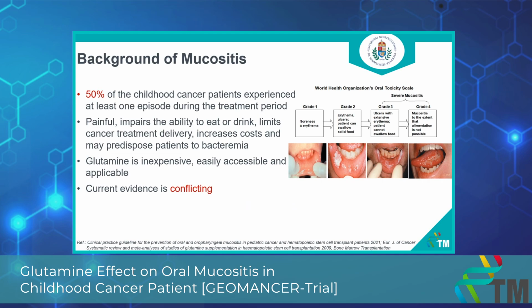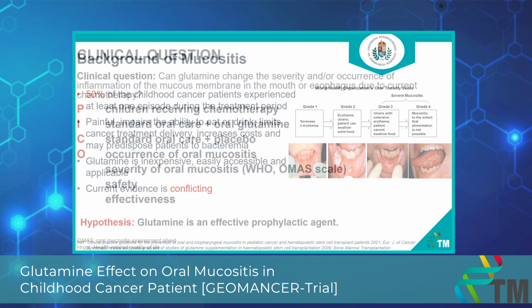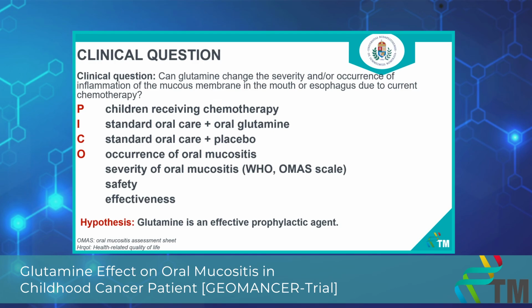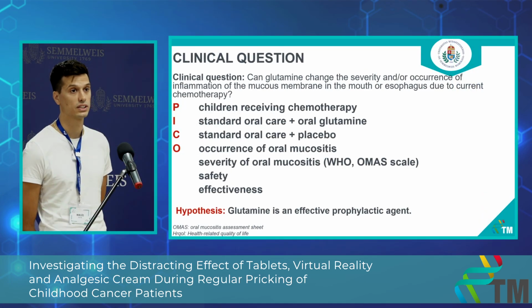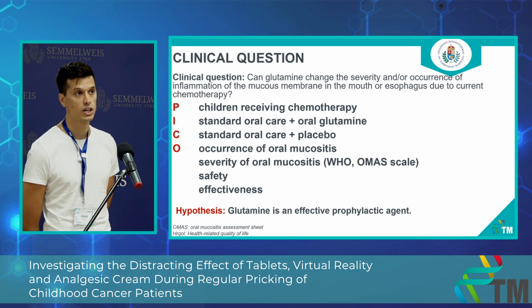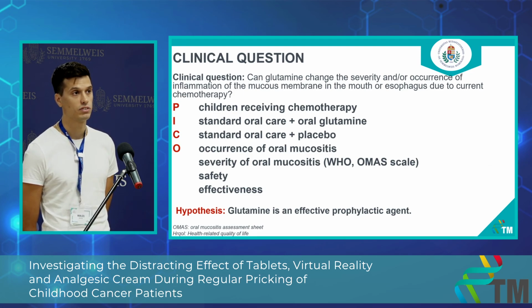Our aim is to investigate the benefit of glutamine on oral mucositis. We came up with a clinical question: can glutamine change the severity and/or occurrence of inflammation of the mucous membrane in the mouth or esophagus due to current chemotherapy? We use the PICO framework with the population children receiving chemotherapy. The intervention is standard oral care plus oral glutamine. The control will be standard oral care plus placebo, and the outcome will be the occurrence and severity of oral mucositis by the WHO grade and the OMA scale, and safety and effectiveness.